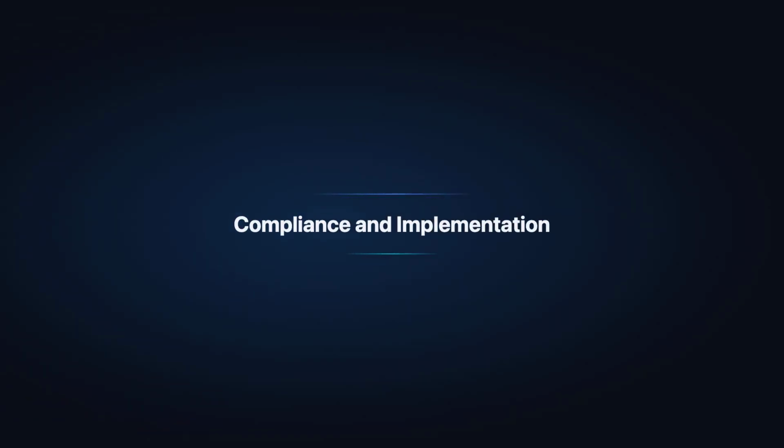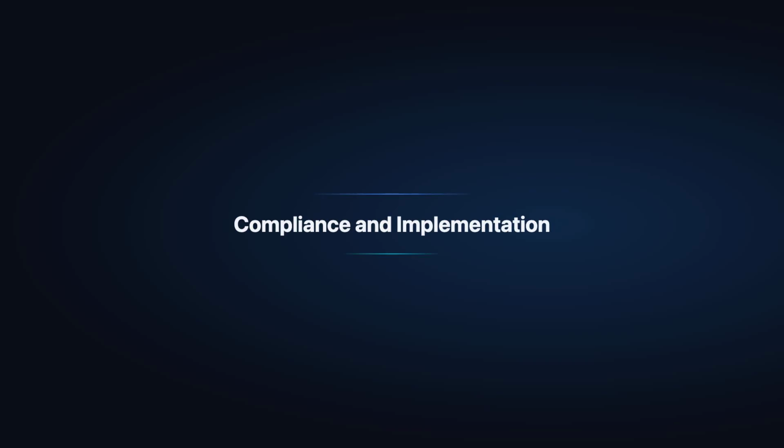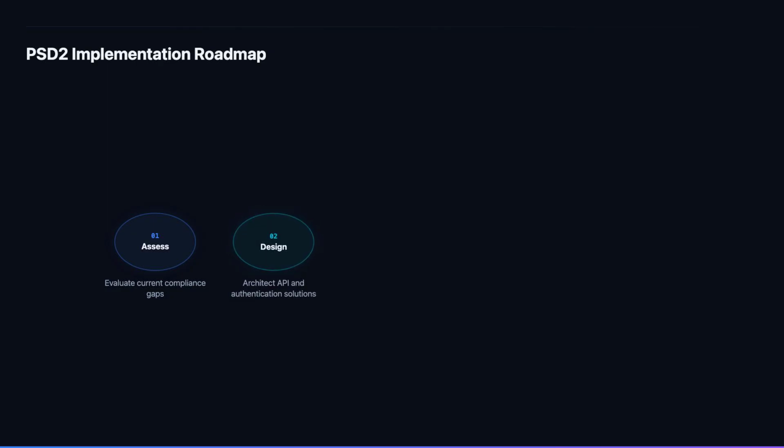Now let us focus on the practical compliance requirements and step-by-step implementation approach. Implementing PSD2 follows a structured roadmap that addresses regulatory, technical, and operational requirements progressively. We begin by conducting a thorough gap analysis against PSD2 requirements to understand our current state and needed changes. We design the technical architecture for open banking APIs and strong customer authentication that meets regulatory standards.